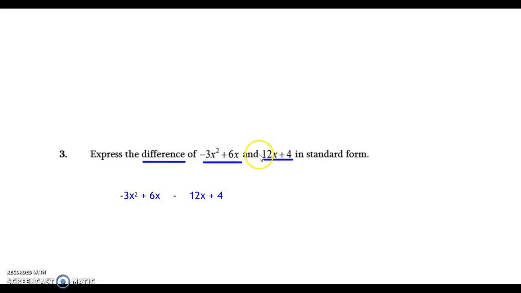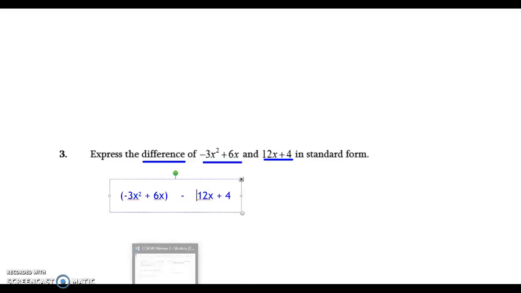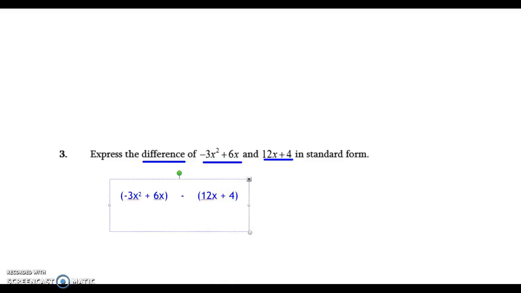It didn't ask us to subtract from, so we didn't switch the order, but there's one thing that we need to keep in mind. When we're subtracting two polynomials, we always need to encase the two polynomials inside parentheses. The reason we do that is because the subtraction process requires us to take that subtraction sign and distribute that negative into all of the terms in the second parentheses. So it's going to look like this.